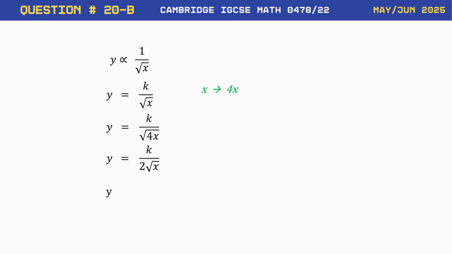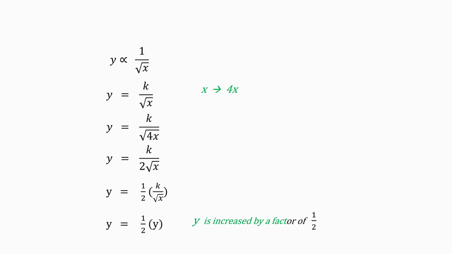We can rewrite this fraction to separate the constant factor, giving us y equals 1 over 2 multiplied by k over square root x. Since k over square root x is our original y, this simplifies to y equals 1 over 2 multiplied by y. This shows that the value of y changes by a factor of 1 over 2. Hence, the value of p is 1 over 2, which is the answer.